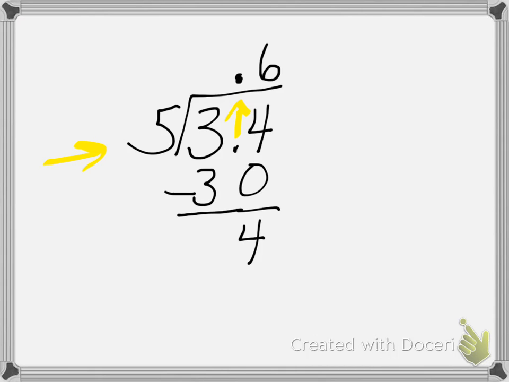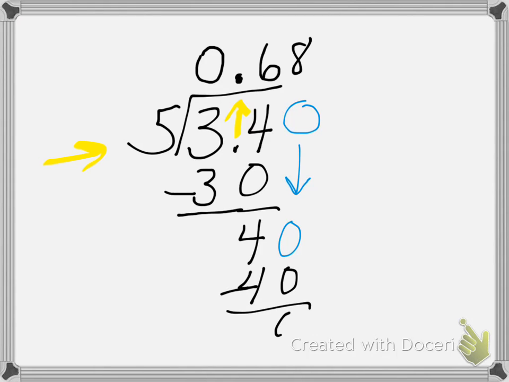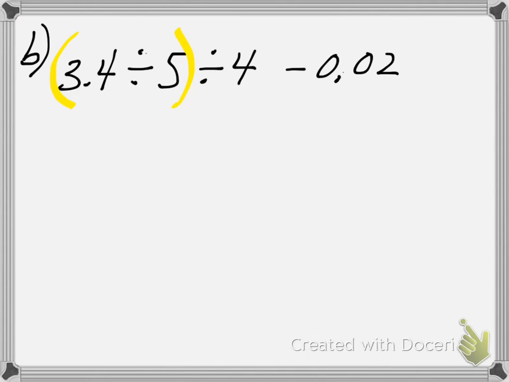When we subtract, we can put a 0 there. And then we have a 4 here, so we can always just add another 0 at the end. And 5 goes into 40 eight times exactly. So we get 0.68. So this becomes 0.68, and then we can just bring everything else down.